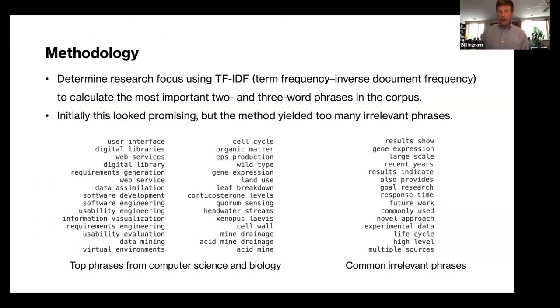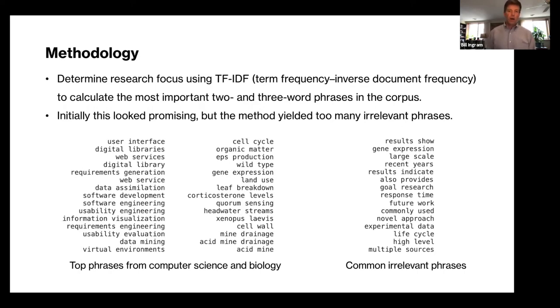So the methodology that we use, again, what we're concerned with is trying to find out what the research topic of this paper is. To do that, our first attempt was to use TF-IDF, term frequency inverse document frequency, a measure to try to collect the most important two or three word phrases across the corpus, within a major.